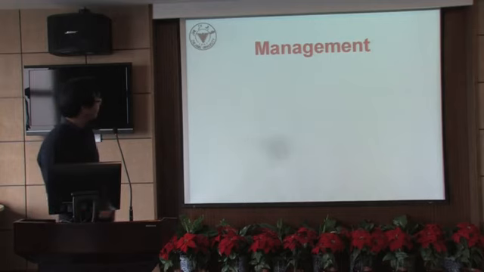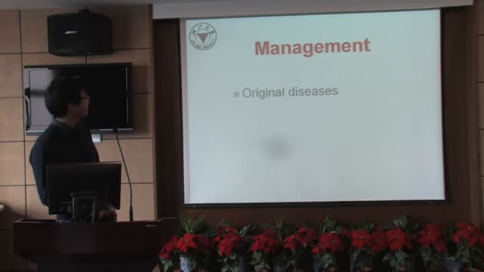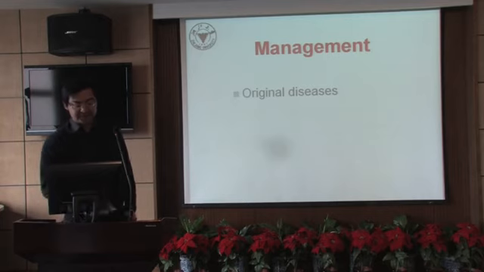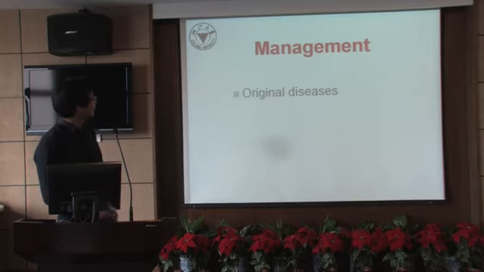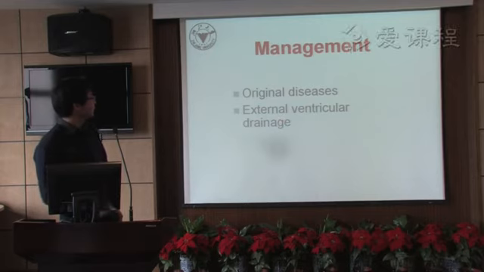Management of brain herniation. If there is an original disease, we should remove the original disease as soon as possible to decrease the intracranial hypertension. And sometimes the herniation will disappear. External ventricular drainage, EVD. EVD is the most effective surgical method to manage the herniation, because the CSF is drained to the outside of the body. So the intracranial pressure decreases suddenly, and the herniation will disappear. So EVD is the most effective surgical method to treat intracranial hypertension and brain herniation.